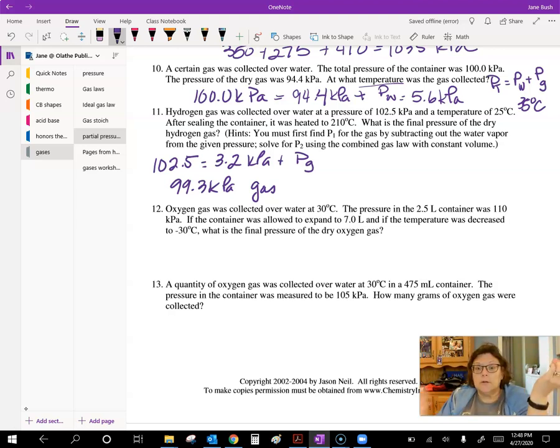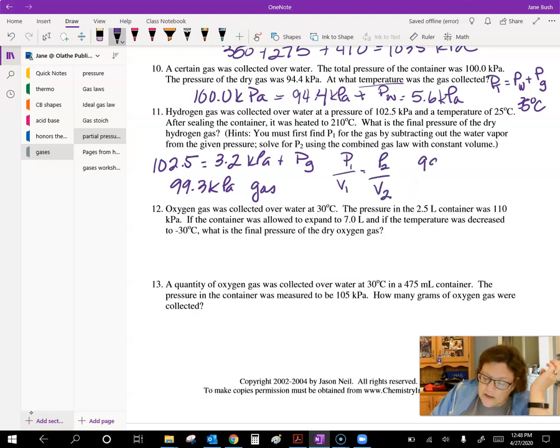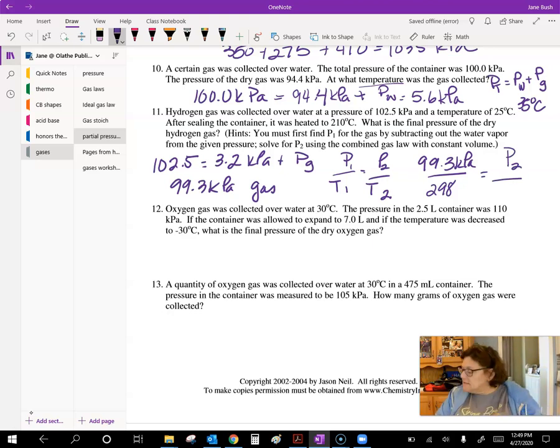All right, now the next piece tells us that we're going to heat that gas. So we're going to have a starting temperature and an ending temperature. We have a starting pressure. We're going to solve for the ending pressure. So now we're going to use pressure and temperature, Gay-Lussac's law. So we're going to use P1 over T1 equals P2 over T2. Pressure 1 we just calculated to be 99.3 kilopascals. Temperature 1 is going to be 25 degrees Celsius. 25 plus 273 is 298. Pressure 2 is what we're solving for. Our new temperature is 210 Celsius. We have to add that to 273, which comes out to be 483. And you cross multiply, you end up with 161 kilopascals for pressure 2.